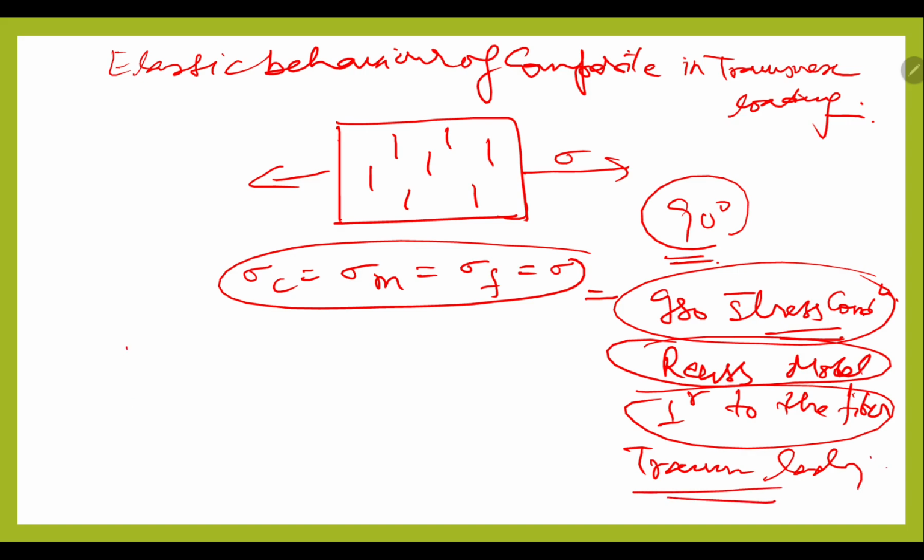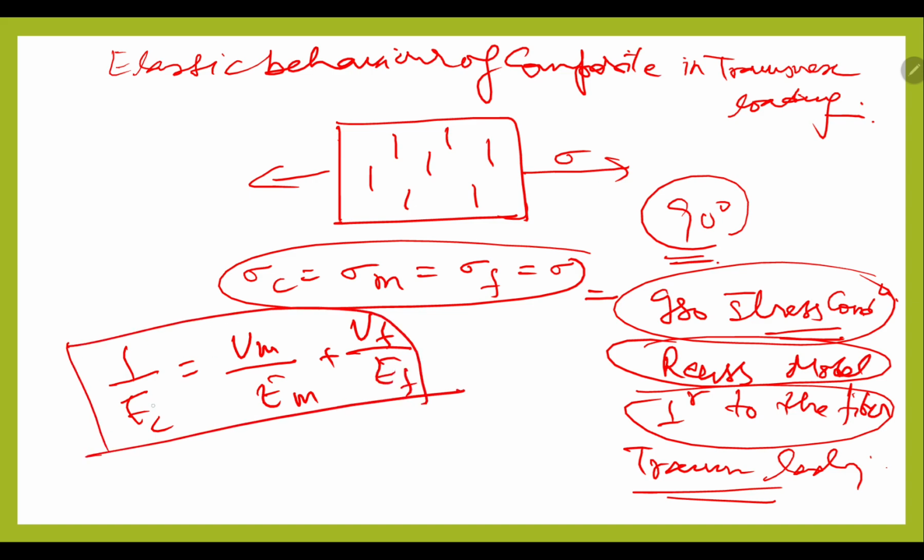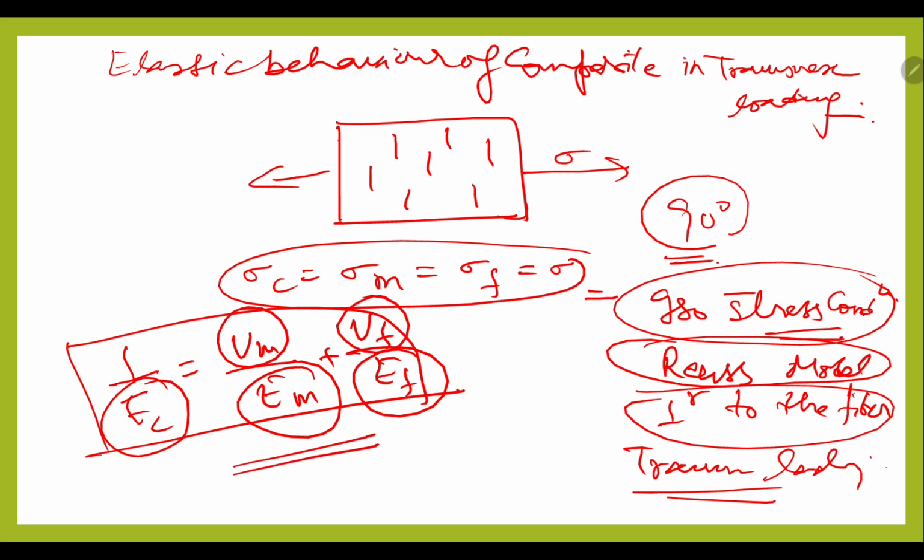So the formula will be here 1 upon EC is equal to Vm upon Em plus Vf upon Ef, which is elastic modulus of composite, elastic modulus of matrix, elastic modulus of fiber. This is the volume of matrix, this is the volume of fiber. So we can calculate the elastic modulus of composite in case of transverse loading with this formula.